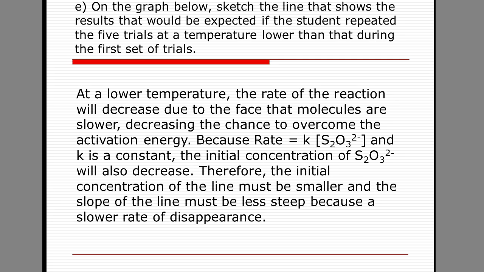E. On the graph below, sketch the line that shows the result that would be expected if the student repeated the 5 trials at a temperature lower than that during the first set of trials. At a lower temperature, the rate of reaction will decrease due to the fact that molecules are slower, decreasing the chance to overcome the activation energy. Because rate equals K times the concentration of thiosulfate, and K is a constant, the initial concentration of thiosulfate will also decrease. Therefore, the initial concentration of the line must be smaller, and the slope of the line must be less steep because of a slower rate of disappearance.